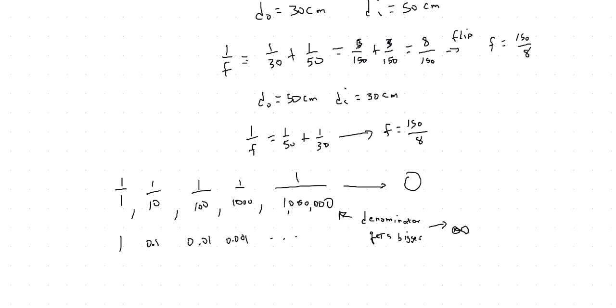This is getting smaller and smaller, right? From here to here is smaller and smaller. 1 over 10 million is even smaller. 1 over a billion is even smaller. 1 over a trillion, zillion, kabillion is even smaller. So as the denominator gets bigger, the fraction approaches 0. Okay, so what does that mean?